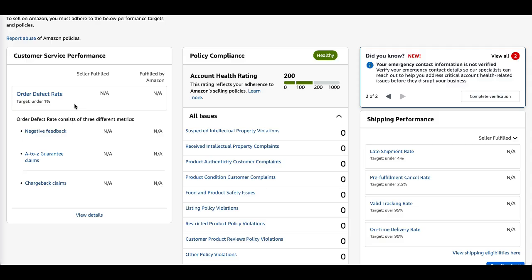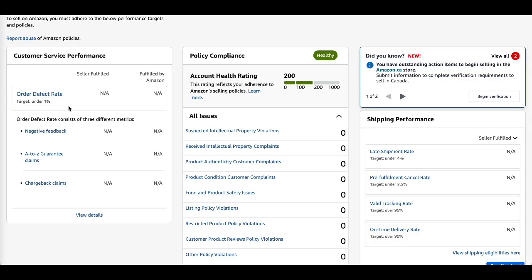But if you have shipped 10,000 orders and your defect is 1, you can divide it and get the percentage, that is 1 divided by 10,000, so it would be around 0.1%. So the order defect rate is not like it should be one order, it is 1%. Your order defect rate should be under 1%. If your order defect rate increases above 1%, you are going to lose the featured offer eligibility.